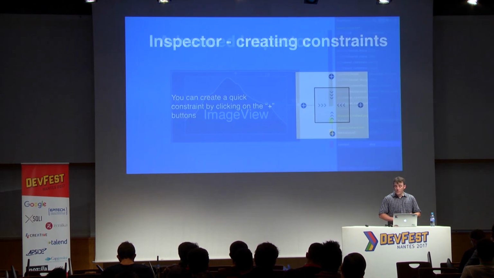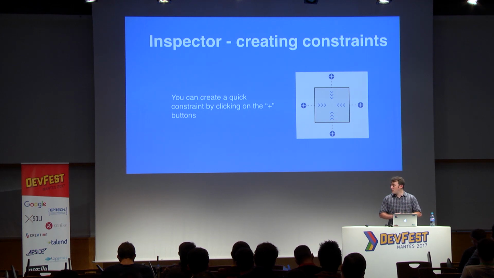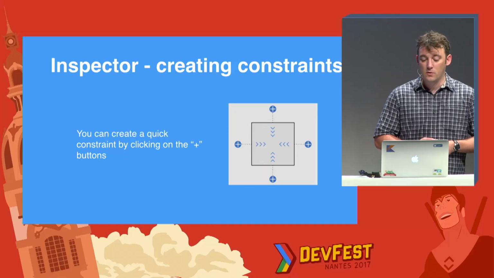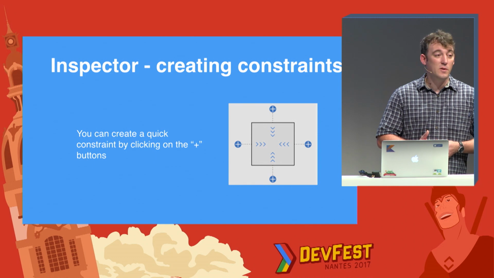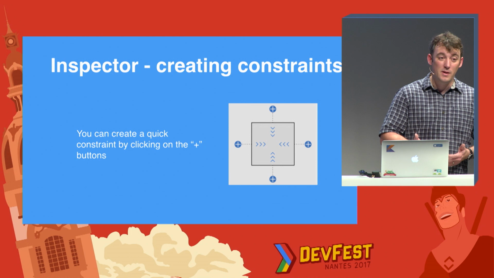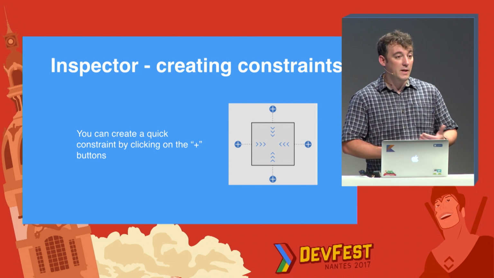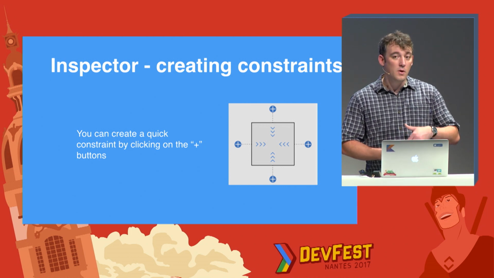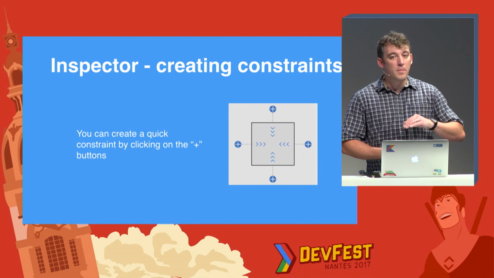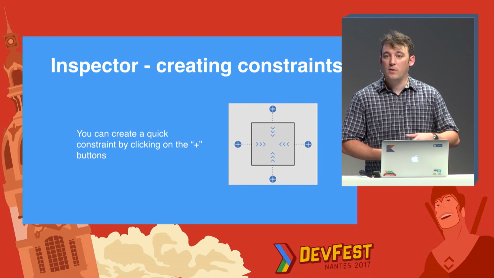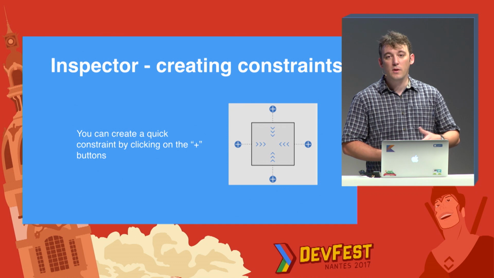Another tweak we did in Android Studio 3.0 is those little plus buttons in the inspector. Basically the idea is that the inspector is here to show you the constraint, but sometimes it would be nice to be able to create constraints. So when you click on one, you just create a constraint by, in essence, casting a ray, and whatever is the widget we hit first, we create a constraint on it.